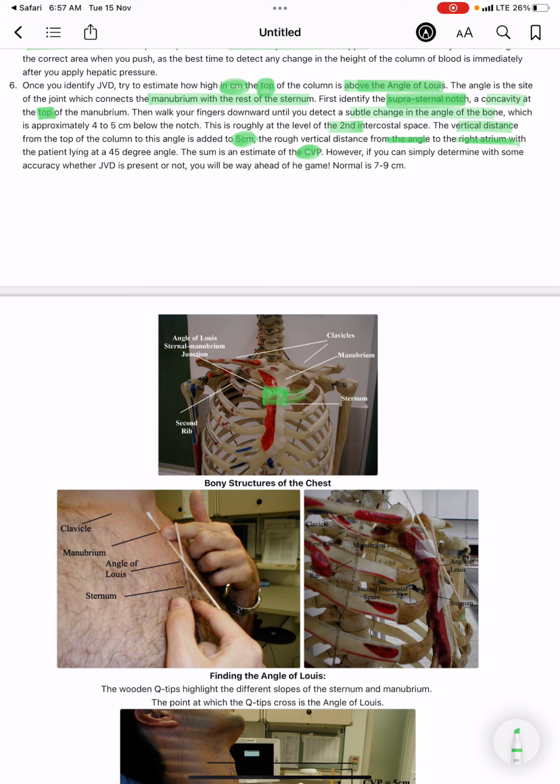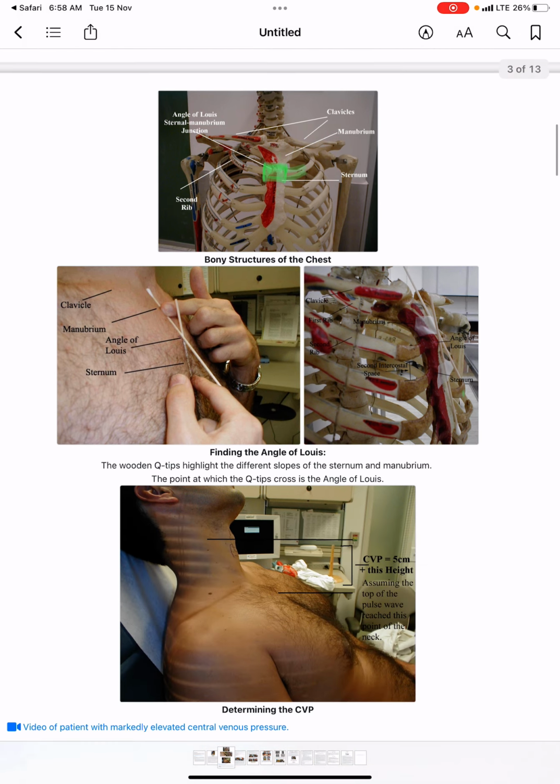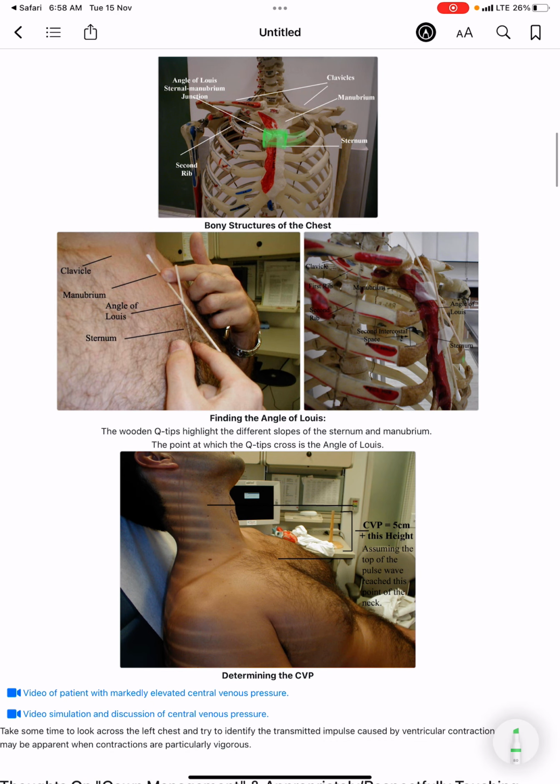However, if you can simply determine with some accuracy whether a jugular vein distension is present or not, you will be way ahead of the game. Normal central venous pressure is 7 to 9 centimeters. How many centimeters? 7 to 9 centimeters.